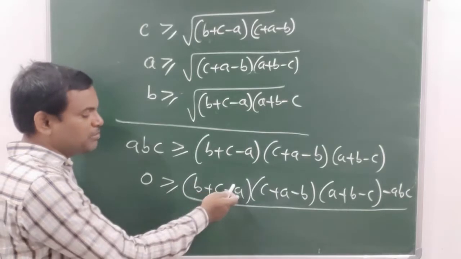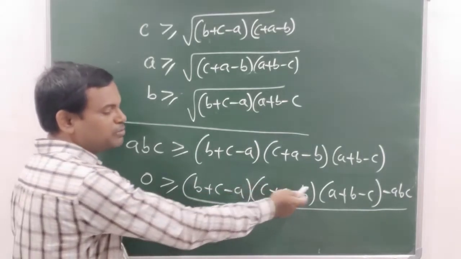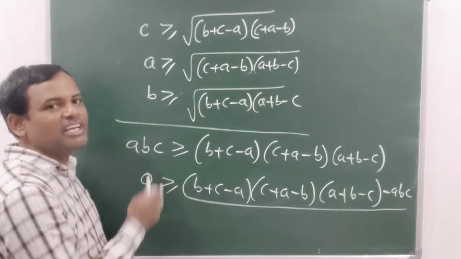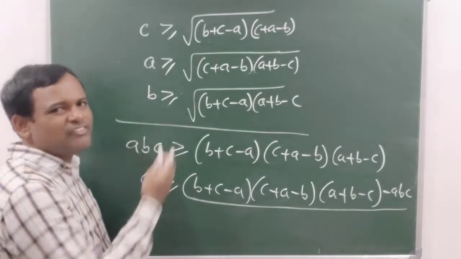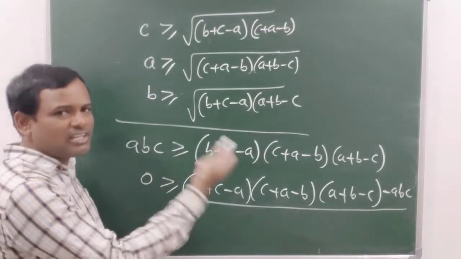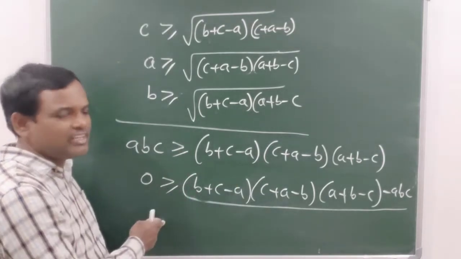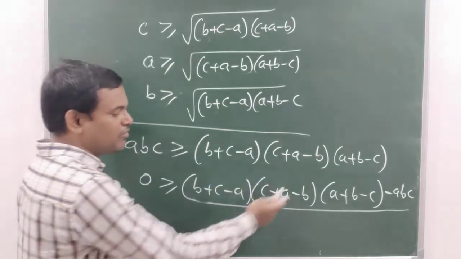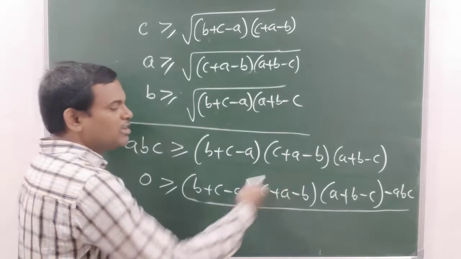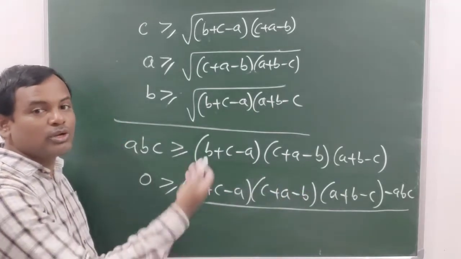Whenever B plus C minus A, or C plus A minus B, or A plus B minus C are equal to 0. But here A, B, C are the sides of a triangle, so the sum of any two sides is not equal to the third side. Hence this quantity is never 0. So this result we don't get as 0.